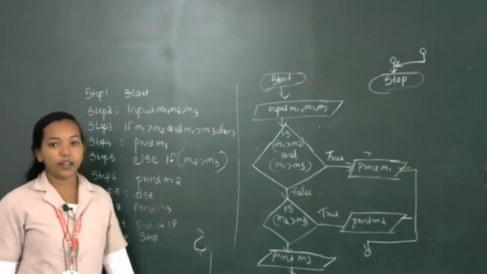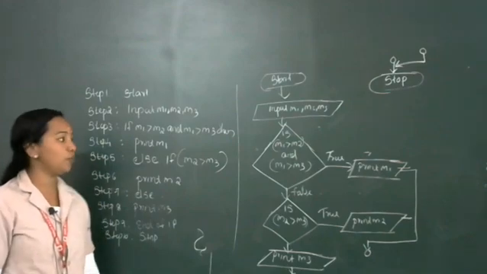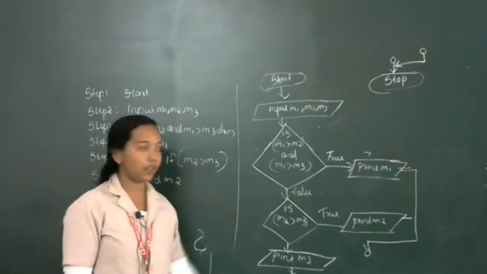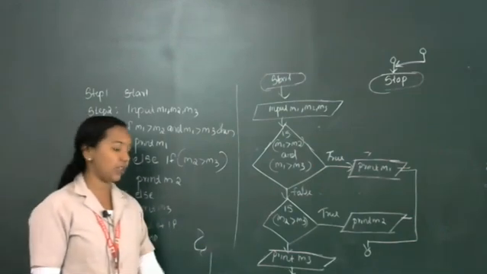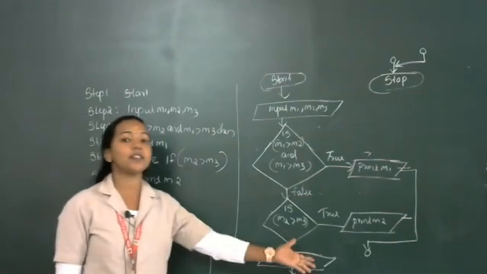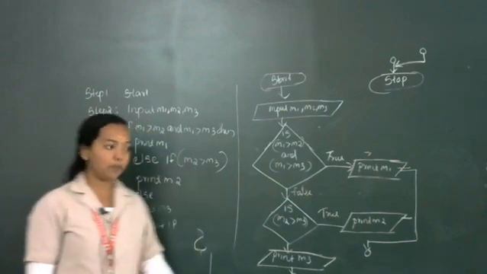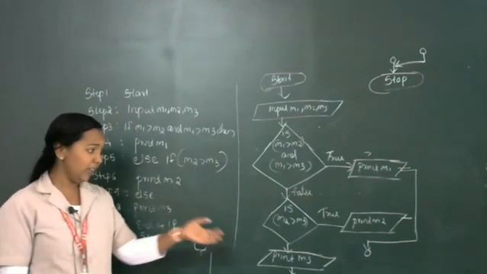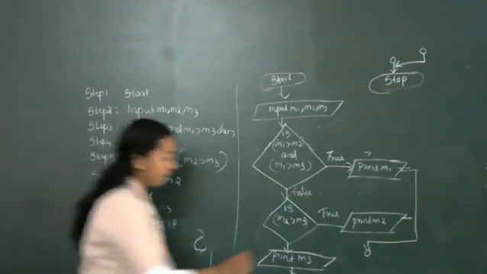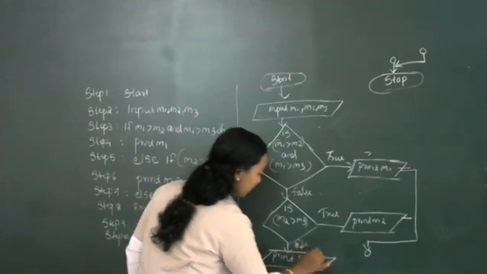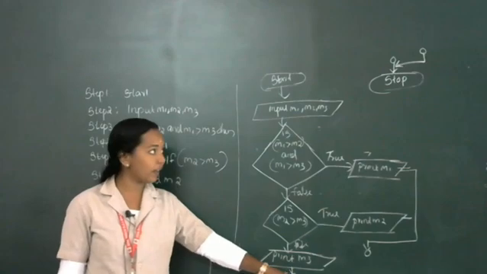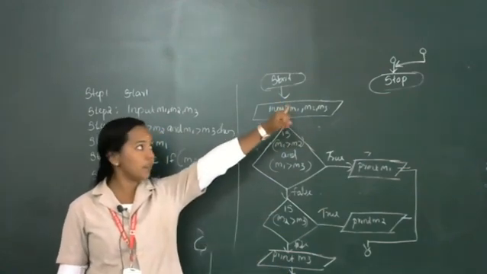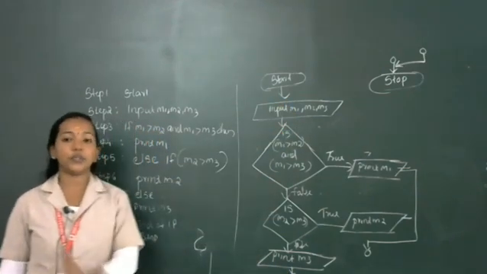What is the first condition? If M1 greater than M2 and M1 greater than M3. If the condition is true, print M1. Otherwise, again we are checking the condition: M2 greater than M3, then print M2. Then if the condition is false, print M3. There is no space. That's why I included one connector here. That connector is present there, and after that, stop.